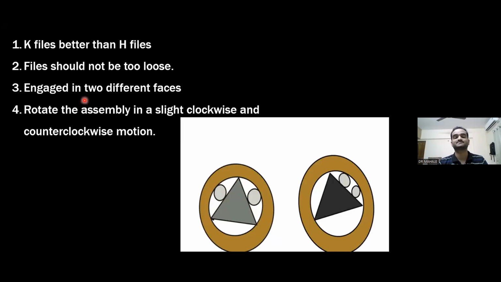Then the files which you use for retrieval should be engaged in 2 different planes. This is easier when we use magnification like microscopes or loupes. You should always engage two different planes of the file. If you use the same plane, then don't expect the file to come out. Fourth, while retrieving, you should rotate the assembly in a slight clockwise and anti-clockwise motion.